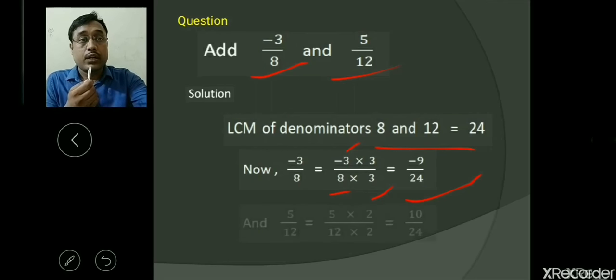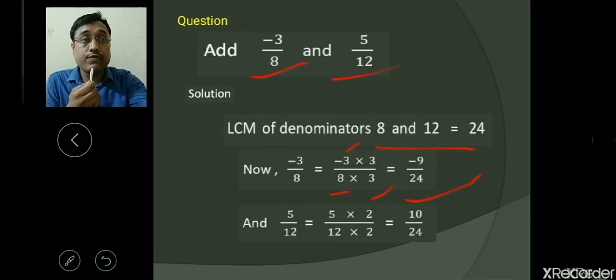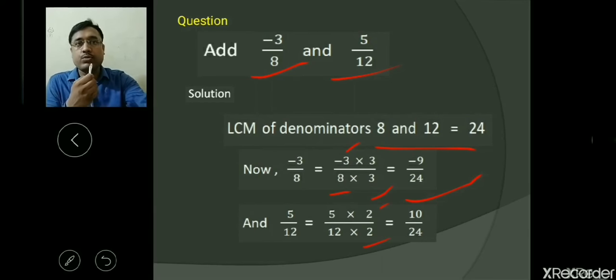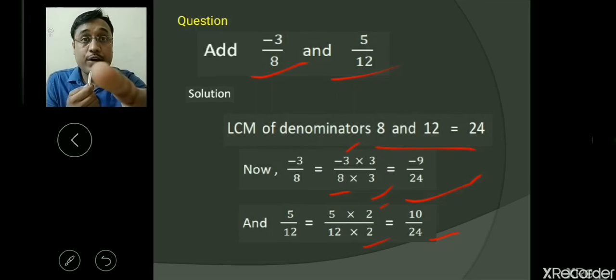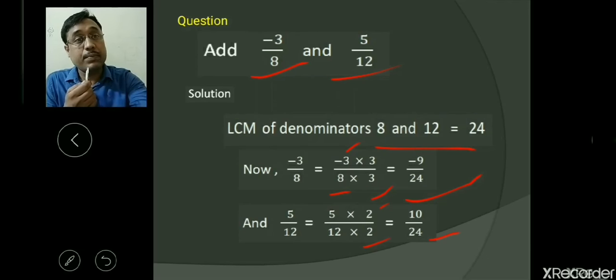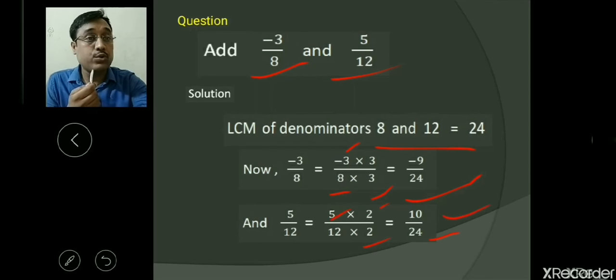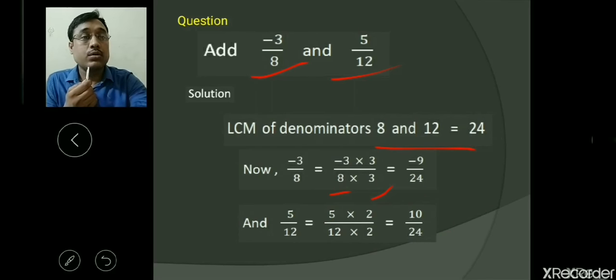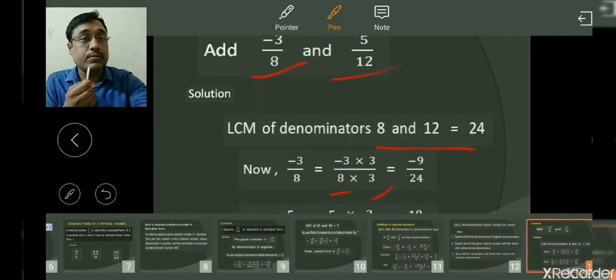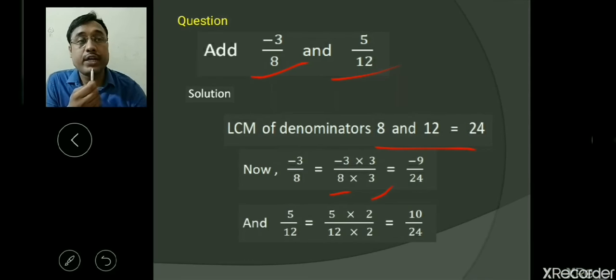Okay. Next, 5 by 12. So 5 you will multiply with 2 and 12 you will multiply with 2. Why are you multiplying with 2? Again the question arises here. Because 12 into 2 is 24, and 24 is the common denominator, which is the LCM here. So 12 into 2 is 24. That's why multiply 5 also with 2, that means the numerator also with 2. So 5 into 2 is 10 here, student. Okay, so now the numbers are minus 9 by 24 and 10 by 24.